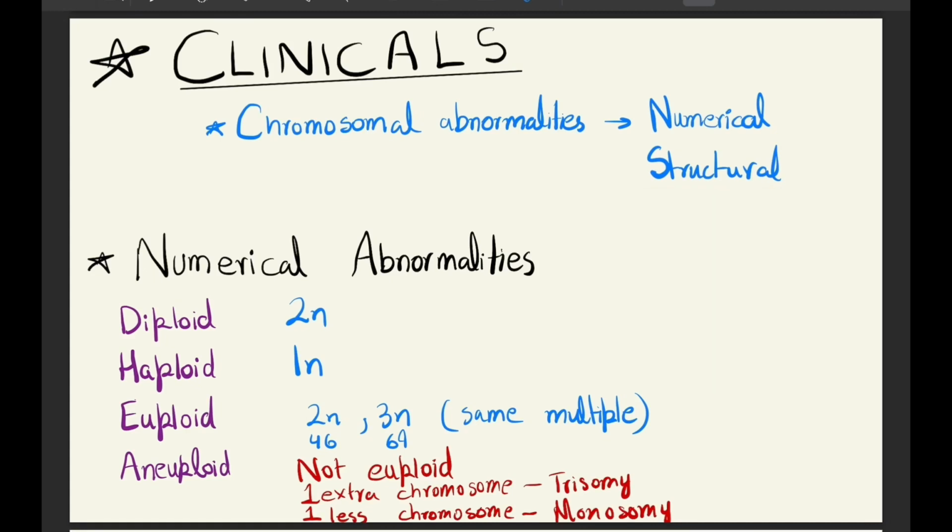For numerical abnormalities, we have the normal diploid cell and the normal haploid cell. Euploid is an exact multiple of n, where n is 23, and 2n makes 46. Aneuploid is not euploid. So with one extra chromosome, trisomy, we have 47 chromosomes, so we cannot get it by multiplying n by any number. Or in monosomy we have one chromosome less, 45, so we cannot multiply it by any number.